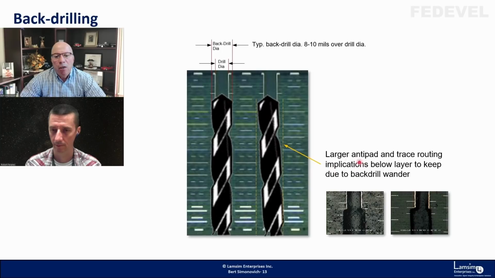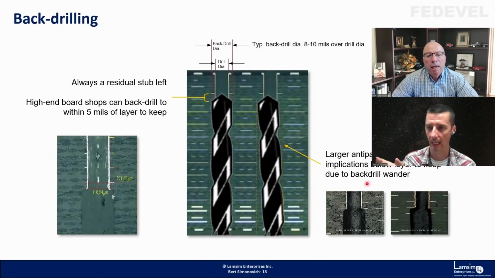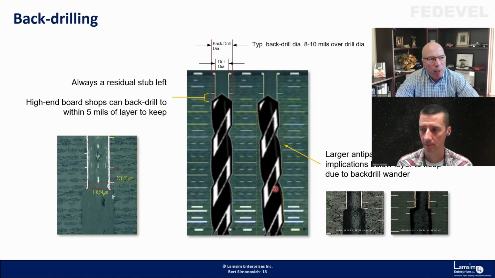So you may need larger anti-padding. There'd be trace implications because of it, so you need a little bit bigger gap. And that's usually defined by your board shop. They tell you the copper to copper spacing they can deal with for back drilling, or back drilling to copper spacing. High-end board shops can back drill to within 5 mils of the layer, so you specify that in your fabrication notes. It's usually 5 to 10 mils.